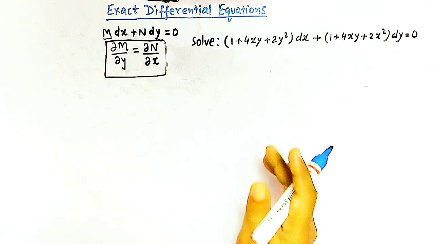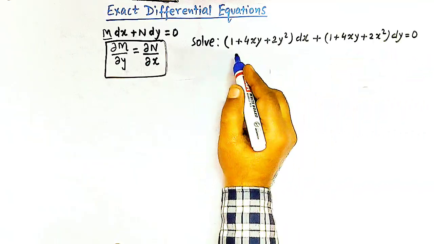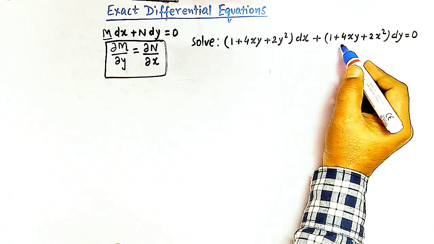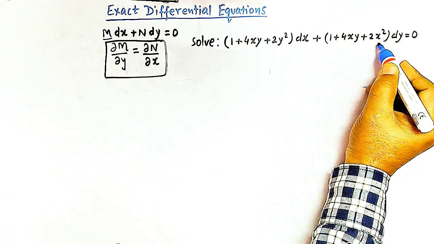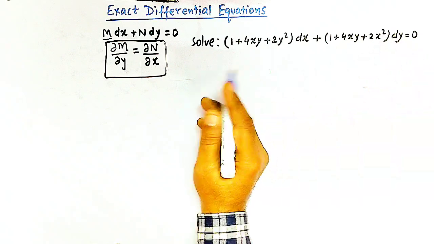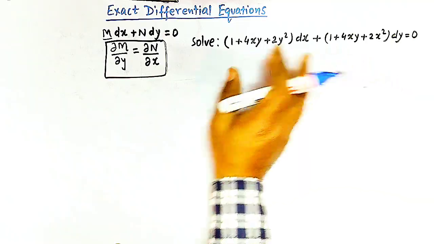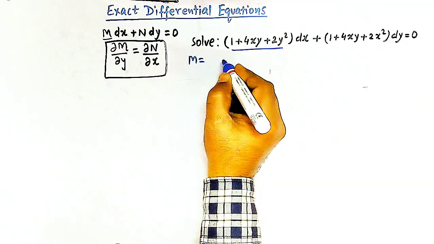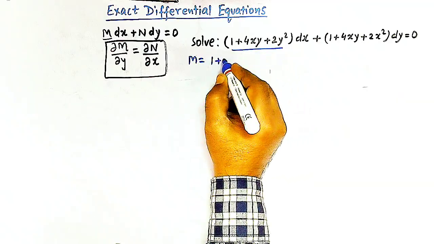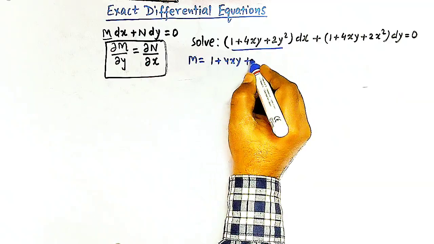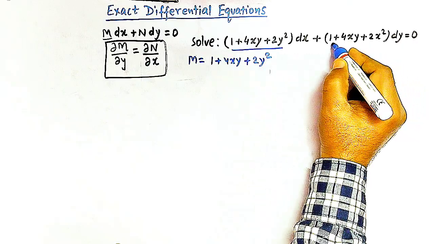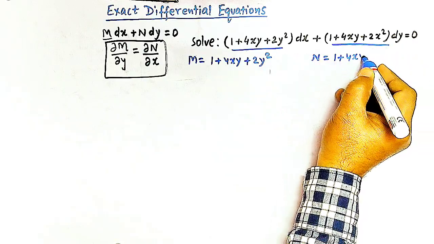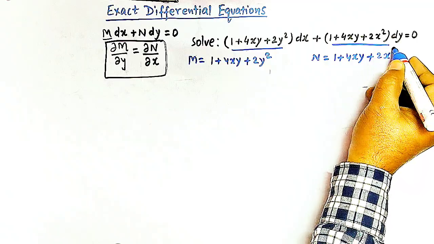So let us now consider this differential equation. Here we have (1 plus 4xy plus 2y square) dx plus (1 plus 4xy plus 2x square) dy, right? So let us compare this equation with this one. So here the value of M is 1 plus 4xy plus 2y square, and the value of N is 1 plus 4xy plus 2x square.